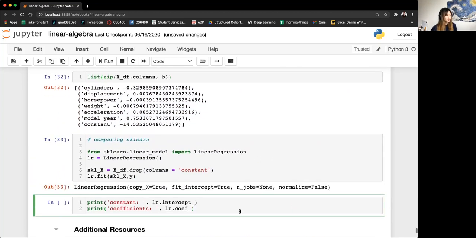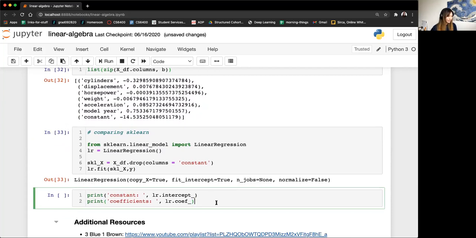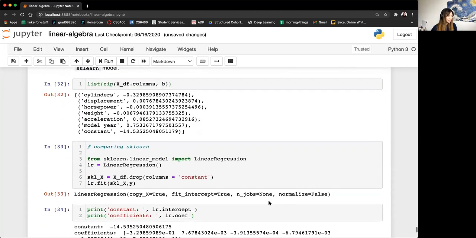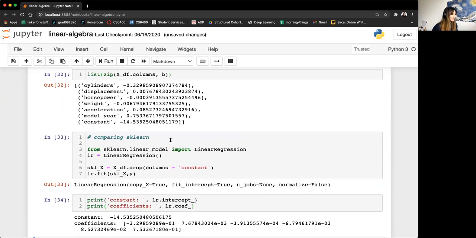So this is going to run for a little bit. Shouldn't take this long. Okay, good. And I have my constant and coefficients. So let's compare here. You can see our constant is negative 14.5, which matches this. And all of our coefficients, the powers, it's a little hard to read, but you can see it should be 0.329, matches 0.329. The displacement 767 matches 767.